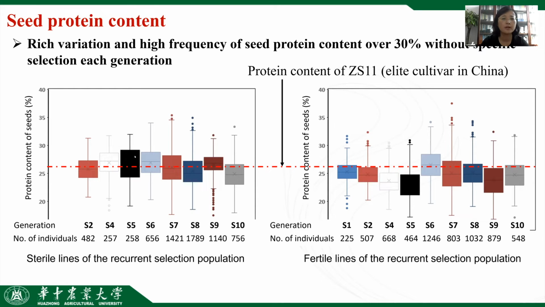So normally they are on average 25% protein content, and in these lines, without very intensive or many years of selection compared to the conventional napus, I think this will be a good resource for the selection of seed oil content and seed protein content.